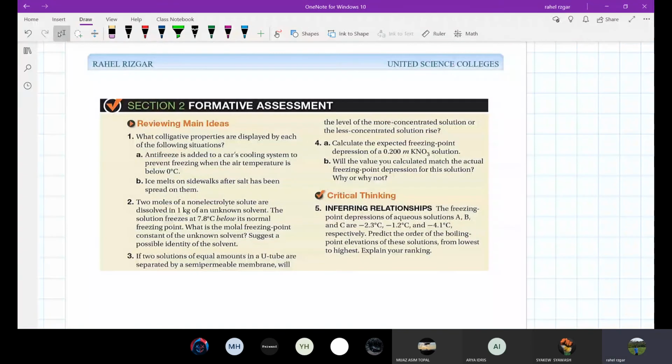Section 2 questions, section review. Questions 2 and 4 are for yourselves. You can solve them by yourselves because it's calculation. Let's look at question 1. What colligative properties are displayed by each of the following situations? It means, what is it talking about? It depends on which one.